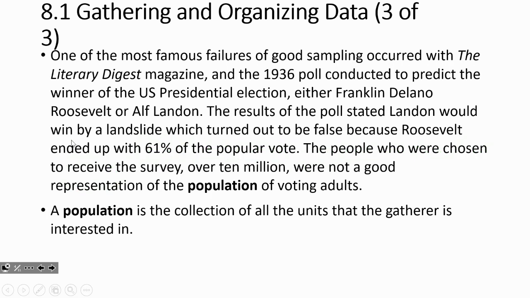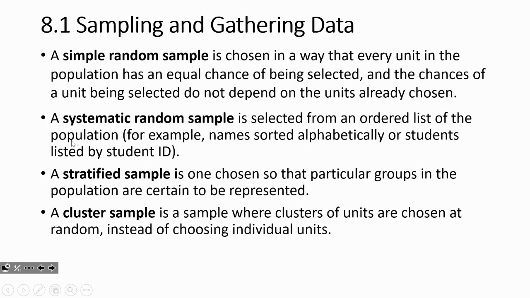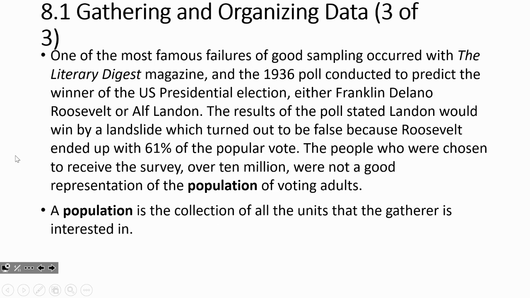Okay, and so this goes back to talking about the idea of a population. So the population is the collection of all the units that the gatherer is interested in. All right. So because we can't always do a census, because we can't always figure out information about every single individual in our population, what we can do is we can get a sample. But how do we generate a good sample?